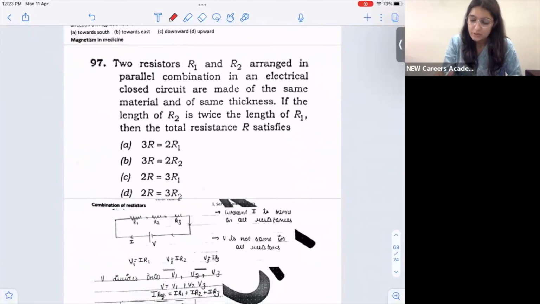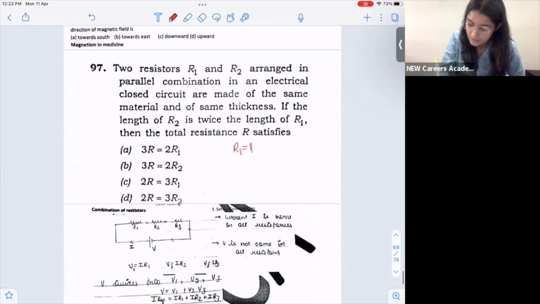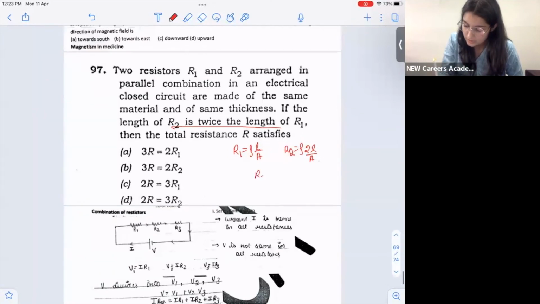97. Two resistors R1 and R2 are arranged in parallel combination in an electric circuit. They are made of the same material and of the same thickness. If the length of R2 is twice that of R1, the total resistance R satisfies. See, R1 has resistance rho L by A, and R2 is rho times twice the length, so 2L upon A. Taking ratios, we get R2 equal to 2R1.